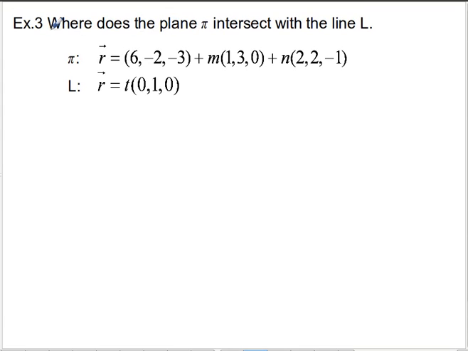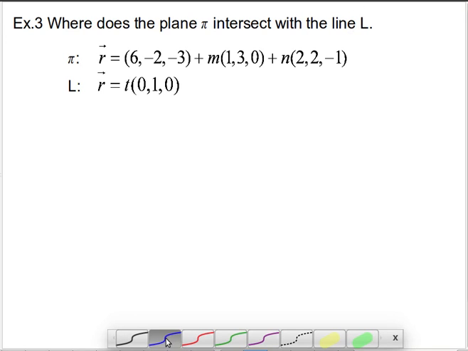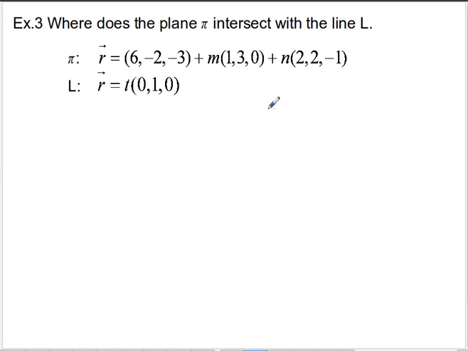So, example 3. Where does the plane pi intersect with the line L? Rather than calling the plane P to represent plane in the same way that we use L to represent line, this is a convention that you see quite often in mathematics, which is planes are often represented using the Greek letter pi. Once again, we are duplicating the use of a symbol, but the contexts are very different, and you need to use that context to help you keep things straight.